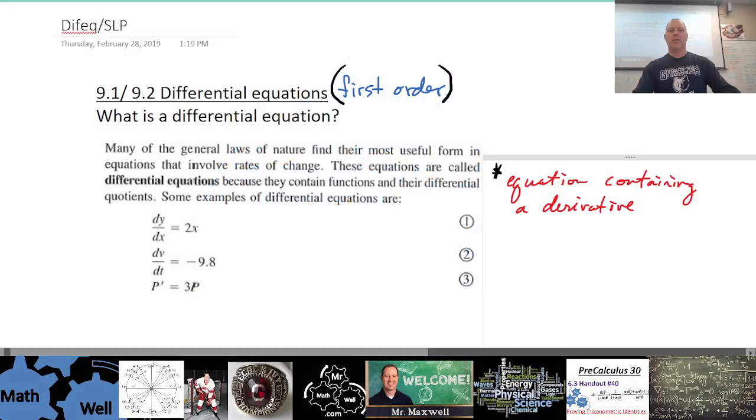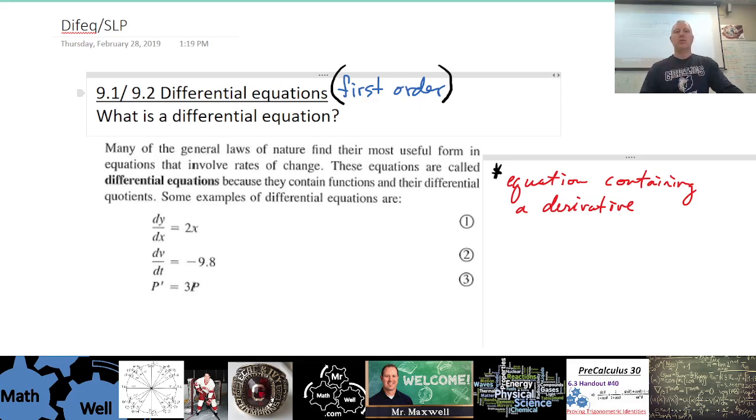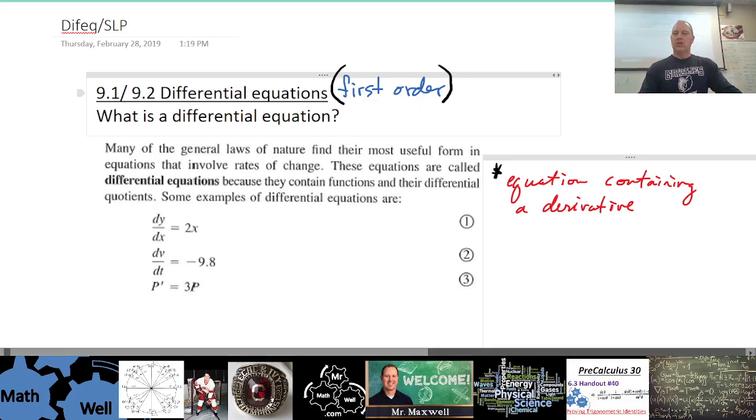All right, here we are, Calc 30, no, AP Calc 30L. This is the AP class. We are digging back into your Stewart textbook here, 9.1, 9.2 differential equations. Now we did 9.1, which was antiderivatives in Calc 30 material. 9.2 is differential equations, which I'm going to explain today.